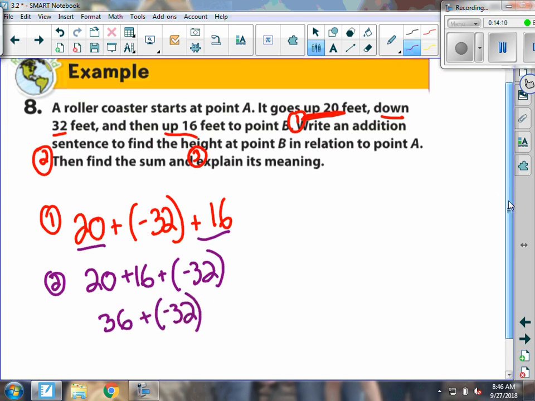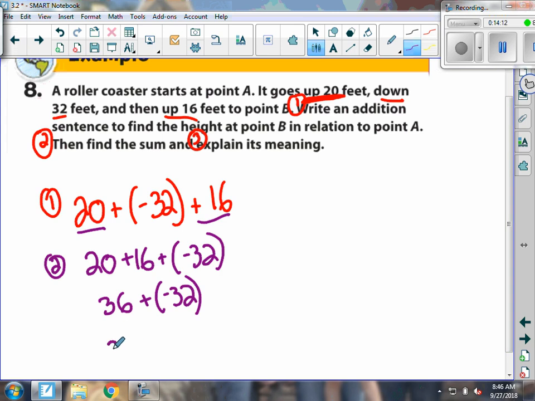My signs are now different, so I'm going to find the difference in the absolute values. So it's 36 minus 32, which is 4. And my answer is going to be positive 4, because 36 is larger and it was originally positive. So now we need to explain its meaning. So what this means, so we have 4. We're trying to find the height at point B in relation to point A.